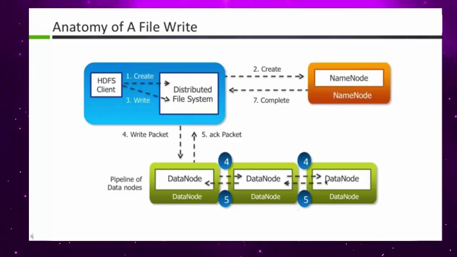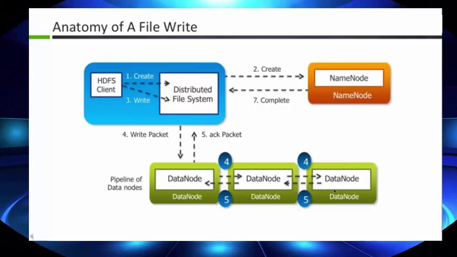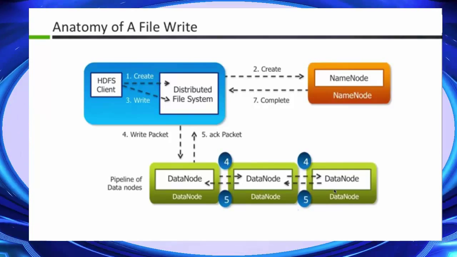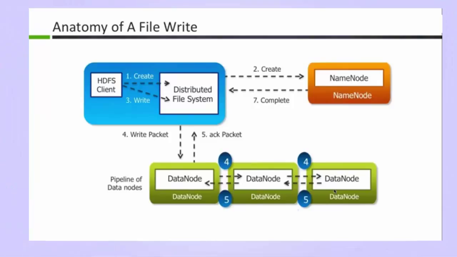So once this is written, an acknowledgement will come back from this data node that, okay, I have written it. Okay. This is not a posted write. You understand the difference between a posted and a non-posted write, guys?